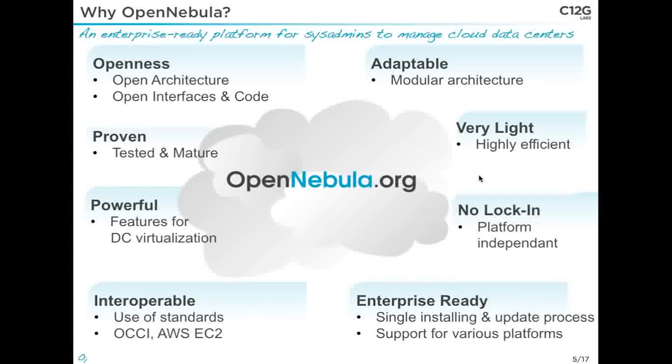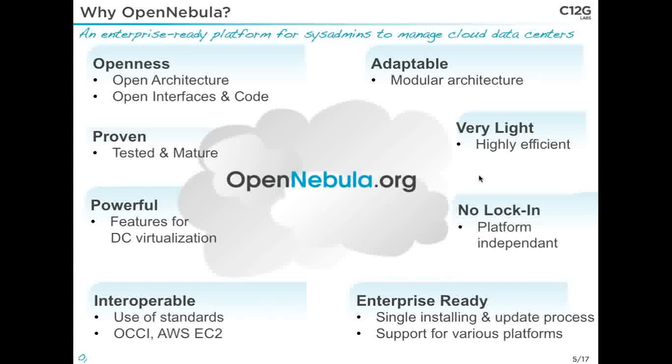So why should you use OpenNebula? There's a wide range of reasons why you should at least try it out. First, it's an open architecture and open code product, under the Apache license. You can download it without any commitment and try it out in your infrastructure. And it also features open interfaces, which at the end of the day means that you won't find yourself in a vendor lock-in. It's also a very light product, so it's basically a C++ core that is very optimized, so it's highly efficient in the resource utilization.